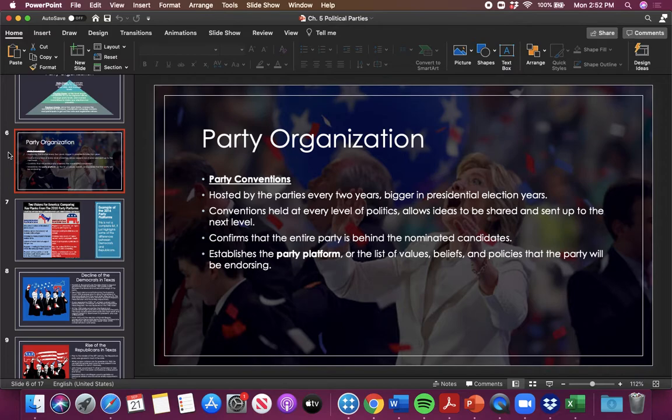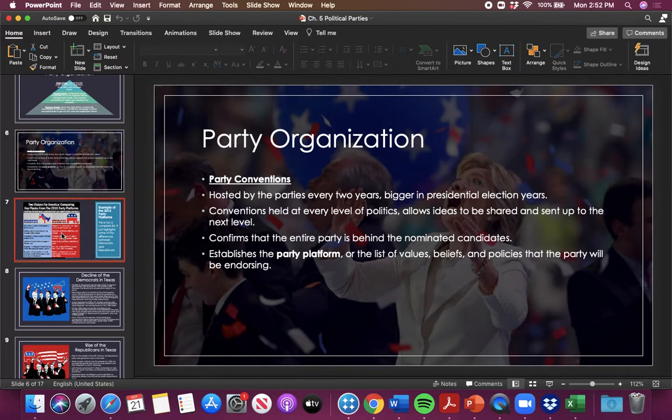And so all of the delegates at the convention will confirm the platform, the policies, all that kind of stuff. And essentially it's a big party to celebrate that party's particular success or future success and commit to their ideals.